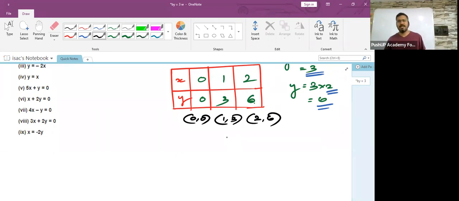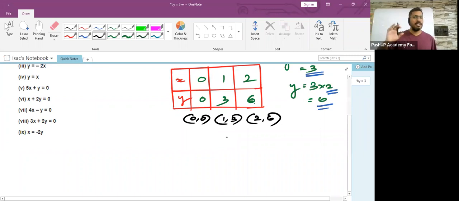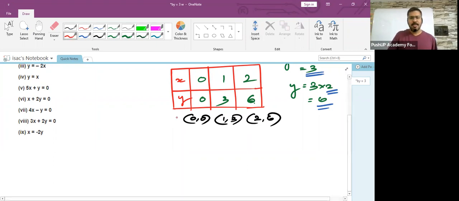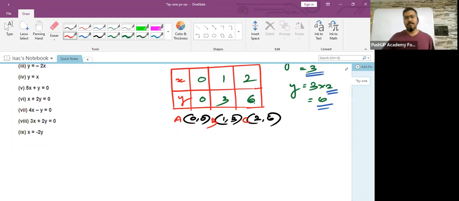Are you getting it? Is it clear? Yes, I found the values of x and y so that I could get the coordinates of a particular point. And what did I say? If you want to draw the graph of a linear equation, minimum 3 points should be there. So I have found the coordinates of those 3 points. Let us assume that the first point is A, whose coordinates are 0, 0. The second point is B, whose coordinates are 1, 3. And the third point is C, whose coordinates are 2, 6. Make sense? Fine.